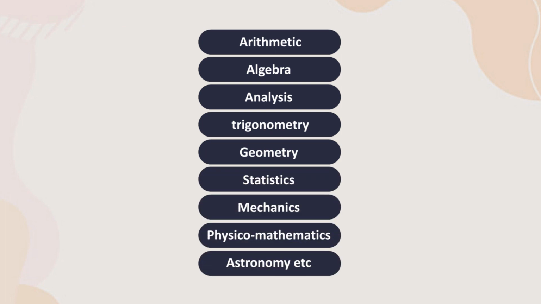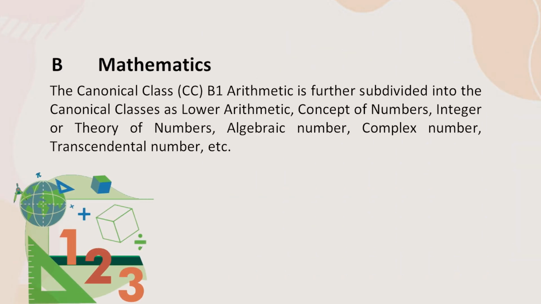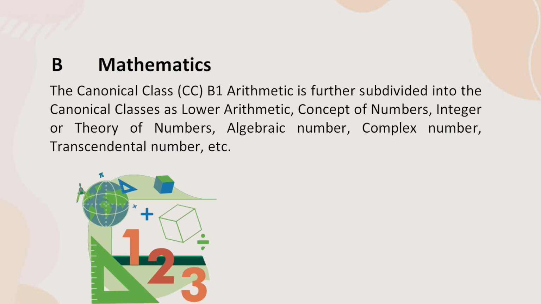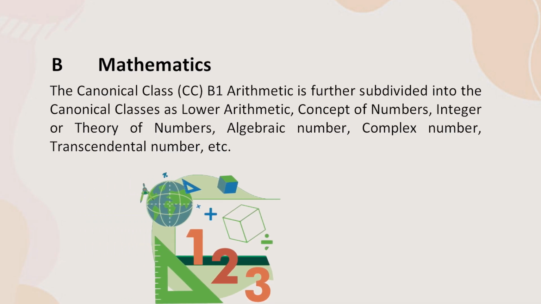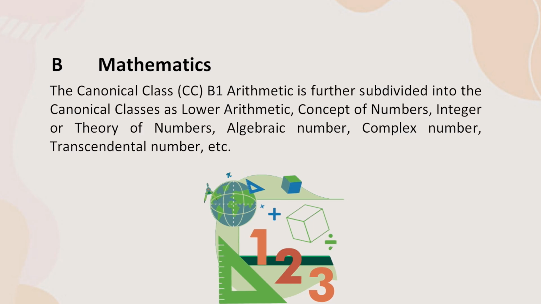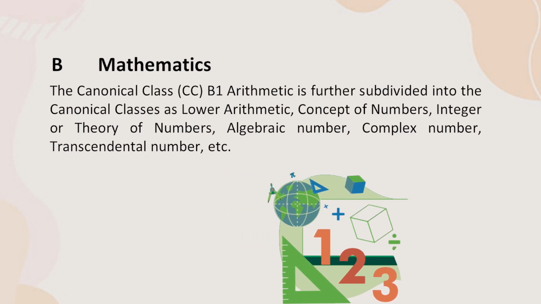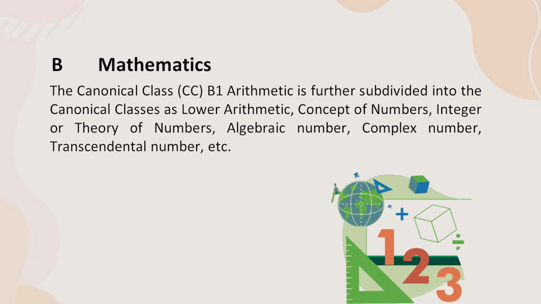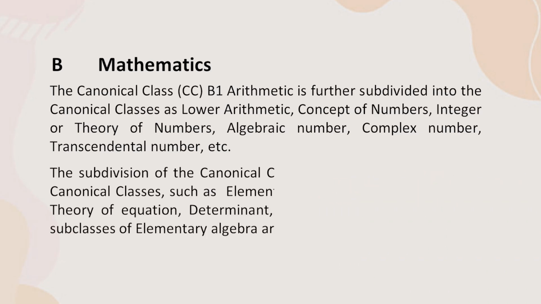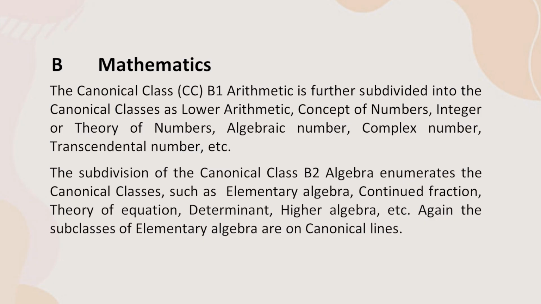physico-mechanics and astronomy, etc. The canonical class B1 arithmetic is further subdivided into the canonical classes such as lower arithmetic, concept of numbers, integer or theory of numbers, algebraic number, complex number, transcendental number. The subdivision of canonical class algebra enumerates the canonical classes such as elementary algebra, continued fraction, theory of equation, determinant, higher algebra, etc. Again, the subclasses of elementary algebra are on the canonical lines.